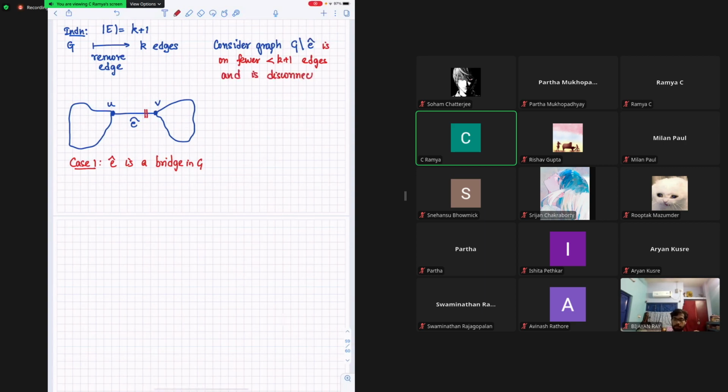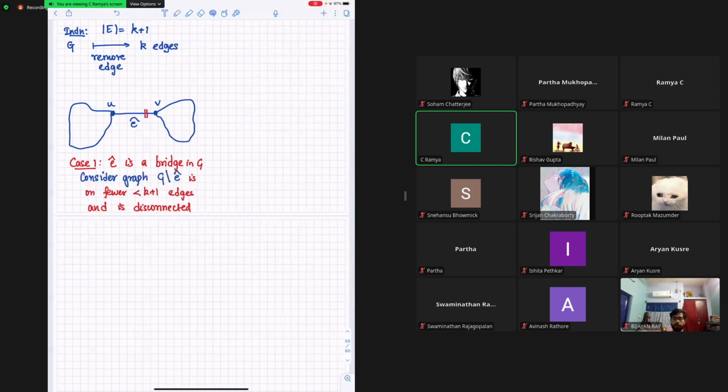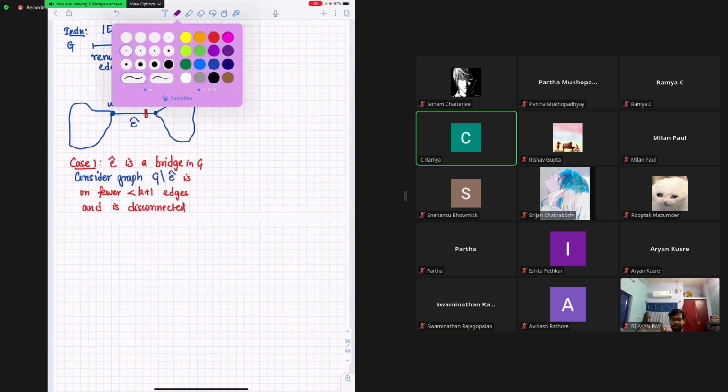Now the question is, how many connected components can it have? So this is in the first case. Right? So let me write it. Now how many connected components can this graph have?